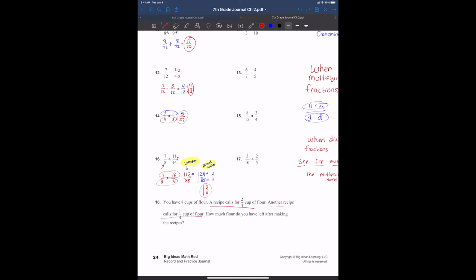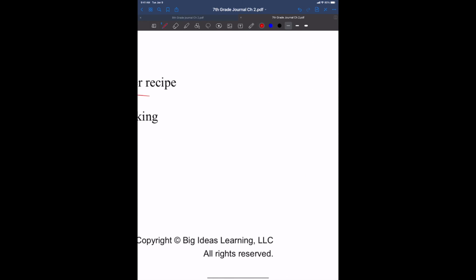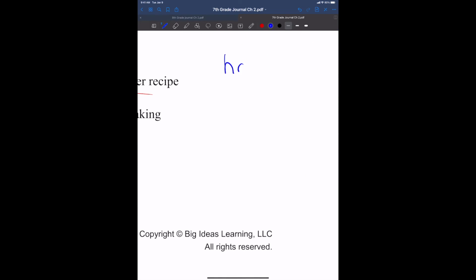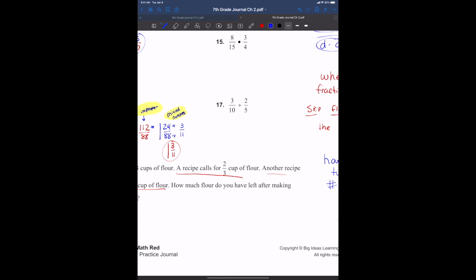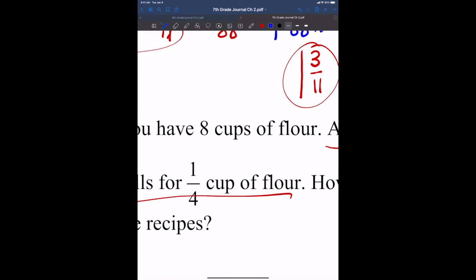So hold up. Who remembers how to turn whole numbers into fractions? Here, this will be another little note we'll take. How do you turn whole numbers into fractions? A whole number is just like the number 8, right? Well, you just do 8 over 1. Perfect! You just take that whole number and put it over 1. And is it a fraction now? Yeah. It sure is. So please, over here, turn 8 into a fraction for me.